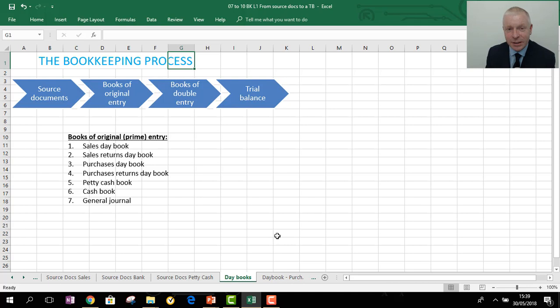Okay, so now we've looked at the source documents, we can start taking the information from these source documents to the books of original entry. And we've mentioned before that the books of original entry comprise these 7 items here: the sales day book, the sales returns day book, the purchases day book, the purchase returns day book, the petty cash book, the cash book, and the general journal. So the next part of the process, now that we're familiar with the actual source documents themselves, is to take that information and transfer it over onto the actual day books themselves. And that's what we're going to look at next.